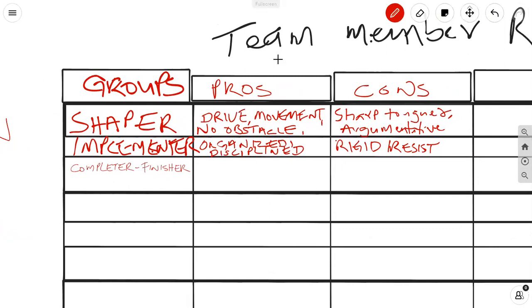Finally, let's talk about the pros and cons of the completer finisher. One of the great things about these folks is they are detail oriented. That is a very, very good quality. Detail oriented. They don't let stuff get away. They are deadline oriented, and they ensure that stuff is done at the right time. A completer finisher is painstaking and conscientious, and they strive for perfection.